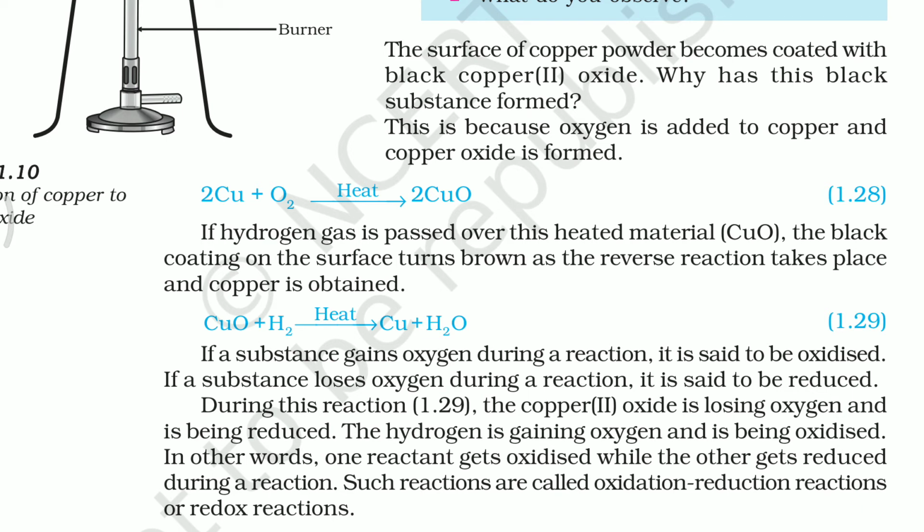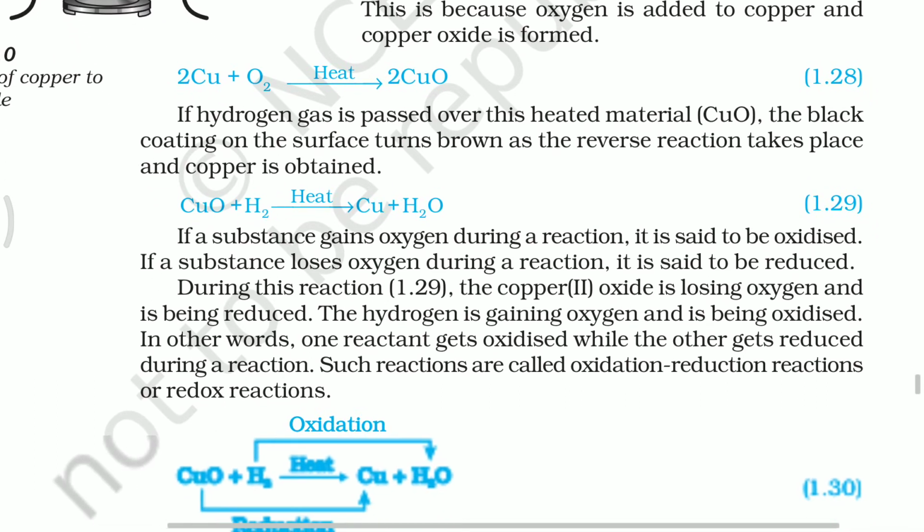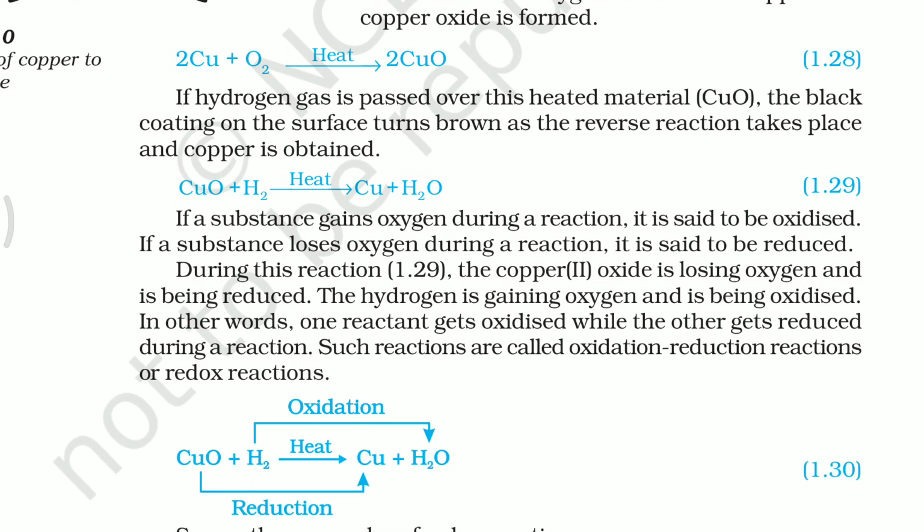So the color was changed to reddish brown. Cu plus O2 gives rise to CuO. When copper oxide reacts with hydrogen, it gives copper and water. So the reverse reaction is reduction. Here, addition of hydrogen atoms has taken place, so this reaction is called reduction.